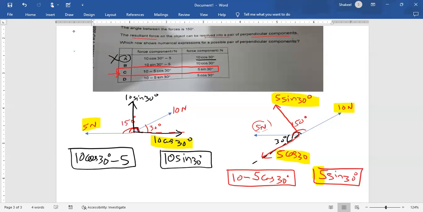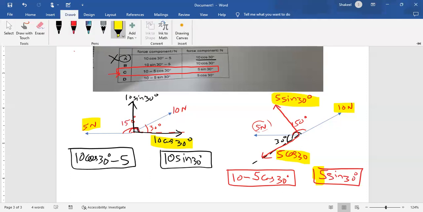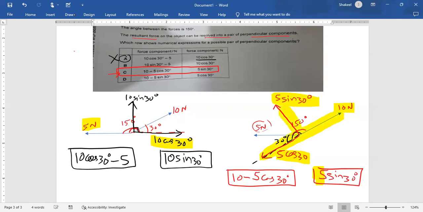So if they say you have to find the component of the resultant of the forces, then you just have to resolve one of the forces to get the components like this. And if you have to resolve into vertical and horizontal components, then you simply do addition and subtraction, and that's how you get your answer. C is the answer here.